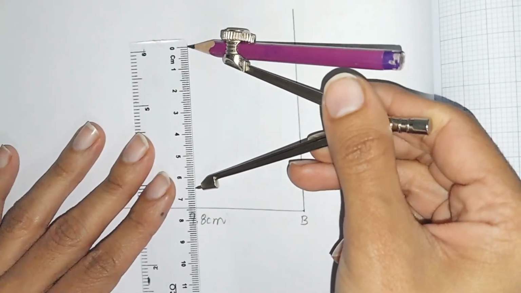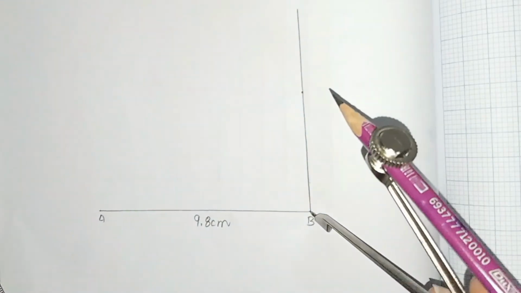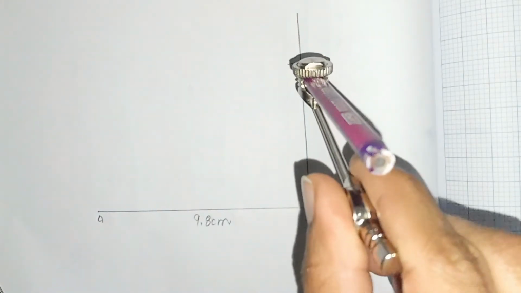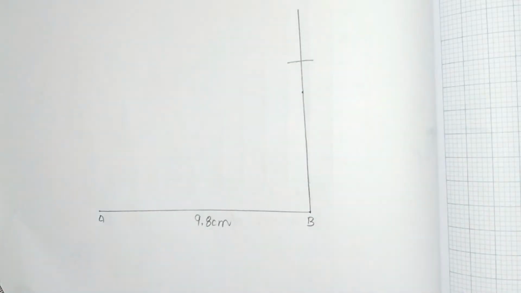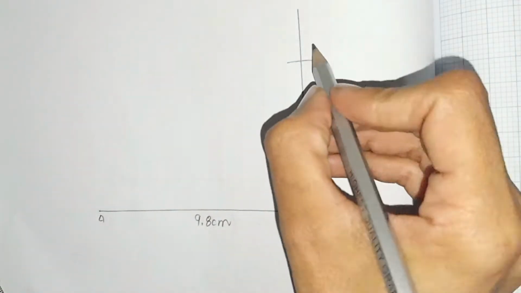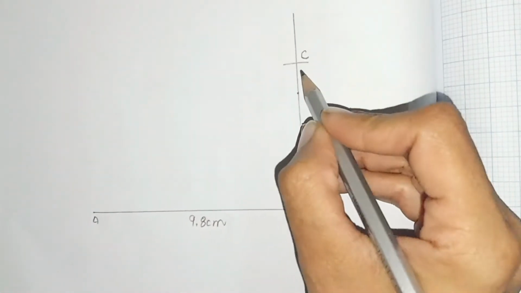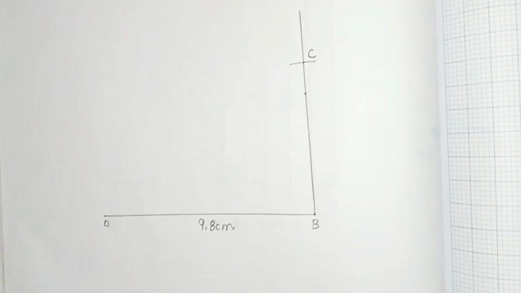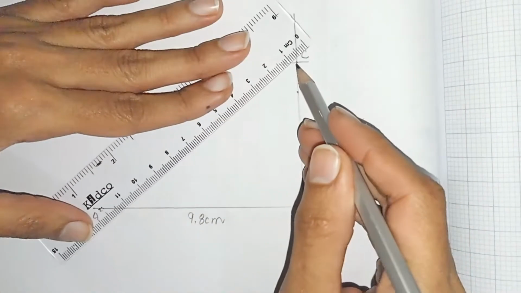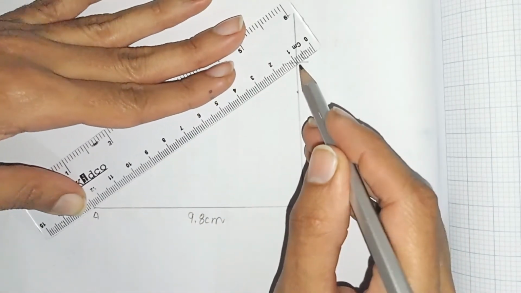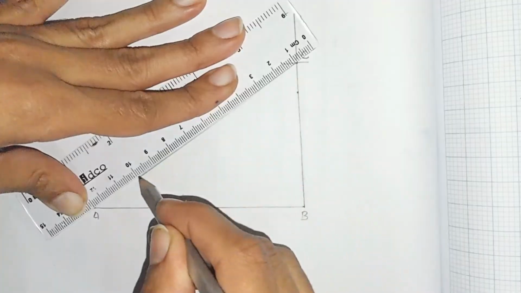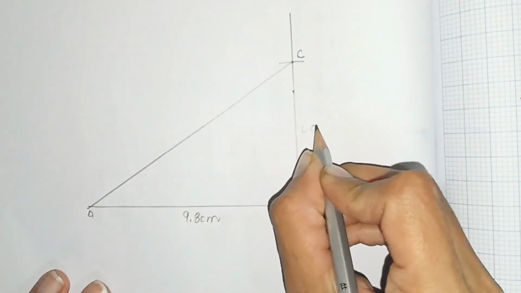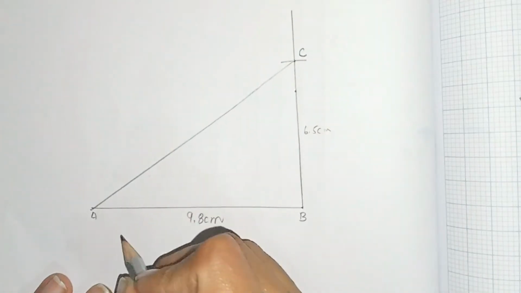6.5. This is 6.5. Put at the point B and then mark that point. This is the point C, and now this is the line BC, and join the point A and C. And this is the required triangle A, B and C.